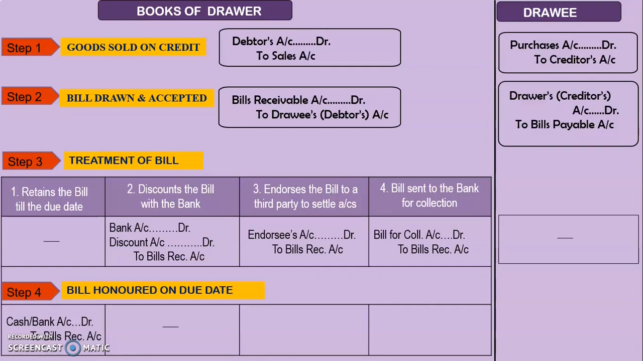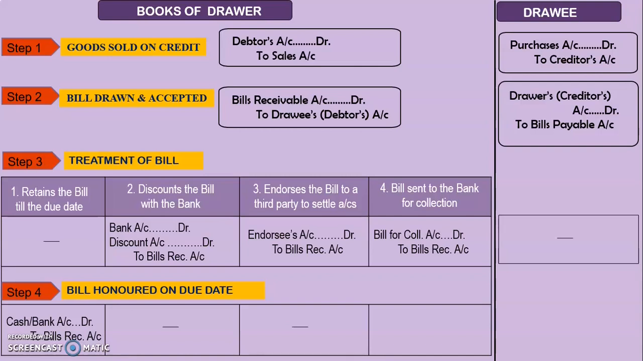Now, in case of a bill discounted with the bank and honored, there will be no entry in the books of drawer because the drawer has already received the amount of the bill before the due date. Even in case of endorsement, the amount of the bill will be received by the endorsee and not the drawer.